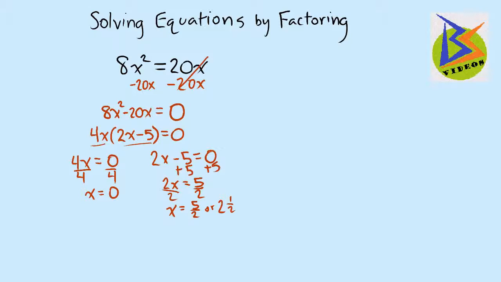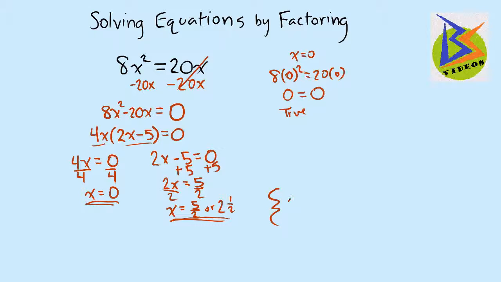So now what we need to do is check using our original equation, just to make sure that these two solutions do in fact make this statement true. So let's take a look first at x equals 0. When we plug that in, we have 8 times 0 squared equals 20 times 0. 0 squared is 0, times 8 is 0, and 20 times 0 is 0. So 0 equals 0, that's true. Okay, so we can create a solution set down here, and so 0 fits in our solution set.